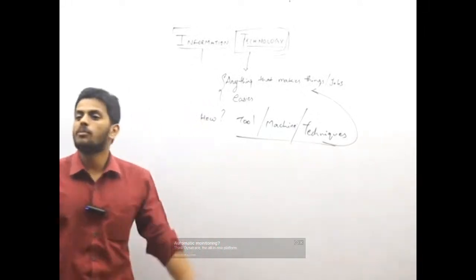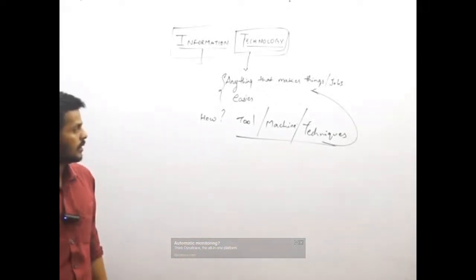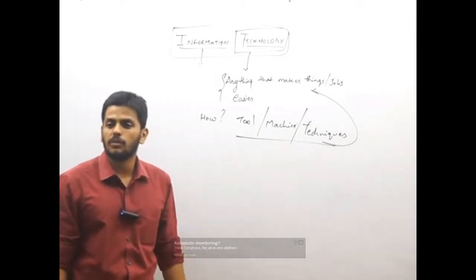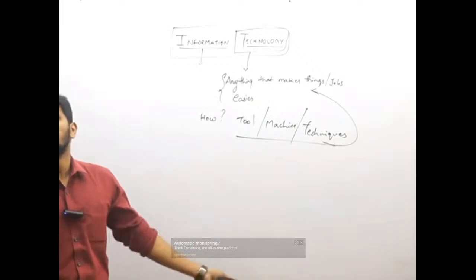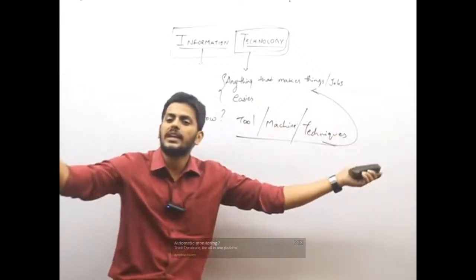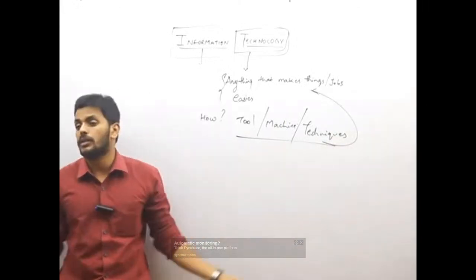To perform jobs with more ease. If these are tools, machines, and techniques to perform jobs with more ease, then it is called what? Technology. If you are using any tools, machines, and techniques to perform those jobs with more ease. Sir, is it making my life easier? Yeah, absolutely. Then it is a tool.